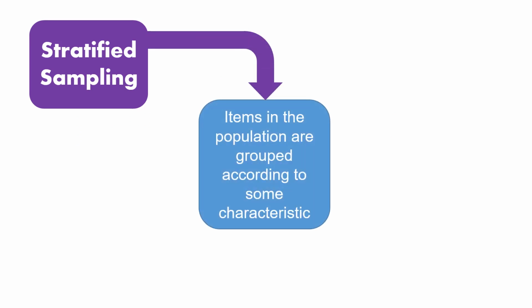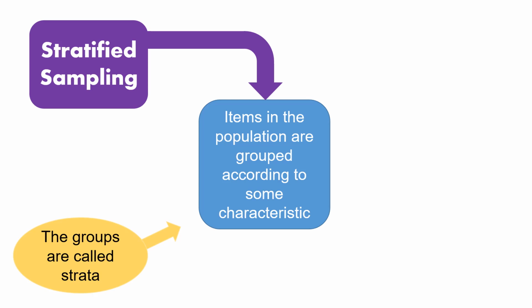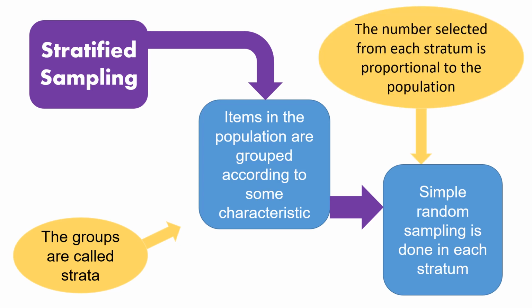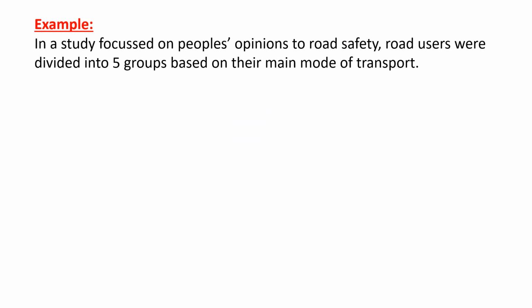We also have what is called stratified sampling. This is one of the probability samples, and items in the population are grouped according to some characteristic. These groups are called strata, and we then apply simple random sampling in each of these strata. The number selected from each stratum is proportional to the population. Take note of that.